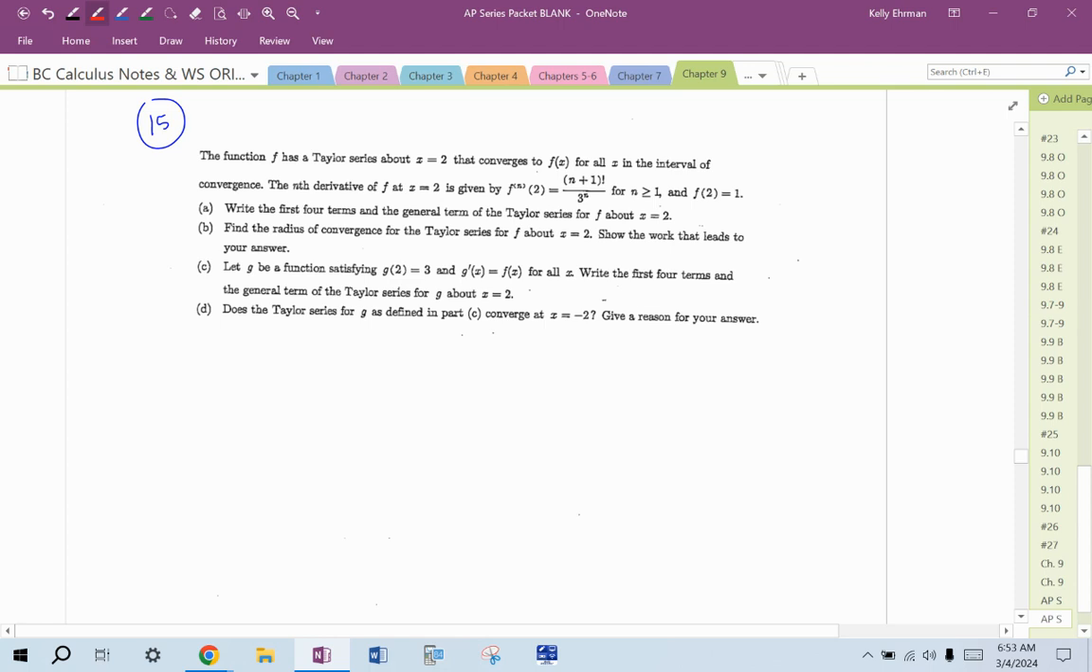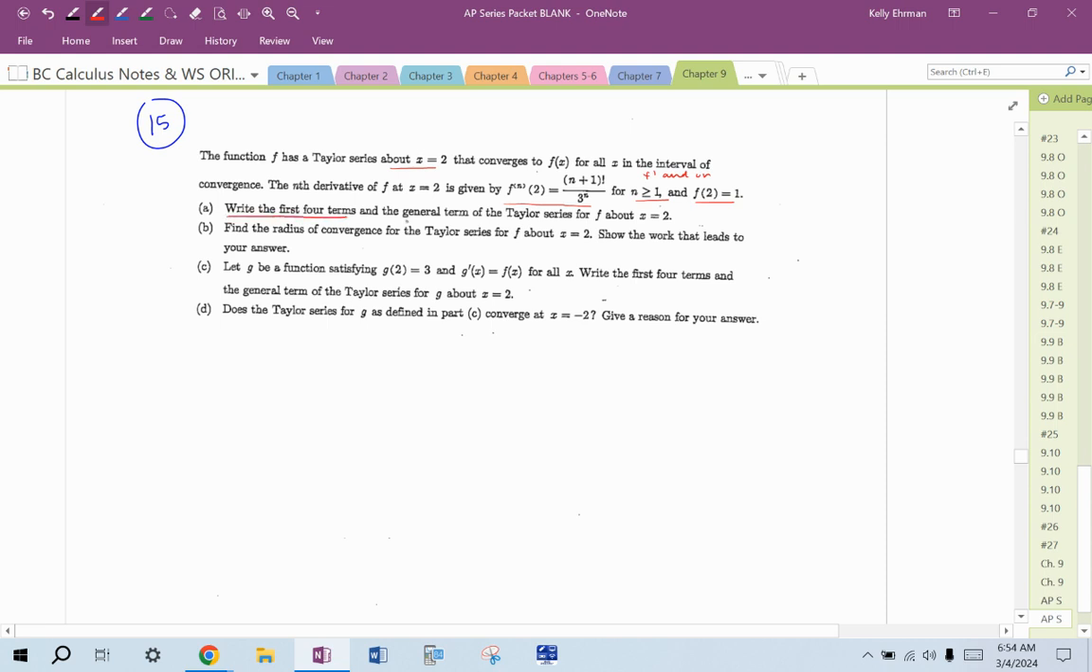For number 15, we have that the function f has a Taylor series about 2 that converges to f of x for all x in the interval of convergence. The nth derivative of f at x equals 2 is given by this formula for anything from the first derivative on. So this finds f prime and on. And they gave us f of 2 equals 1. So we've seen this quite a few times now.